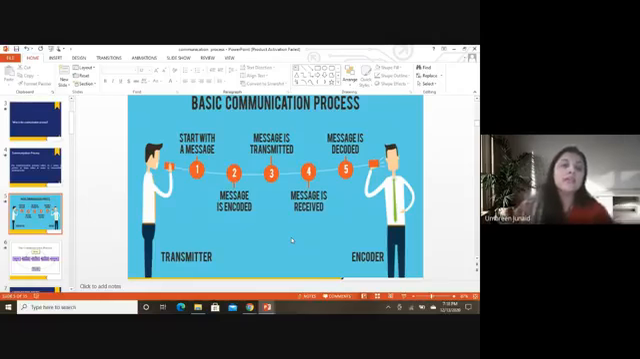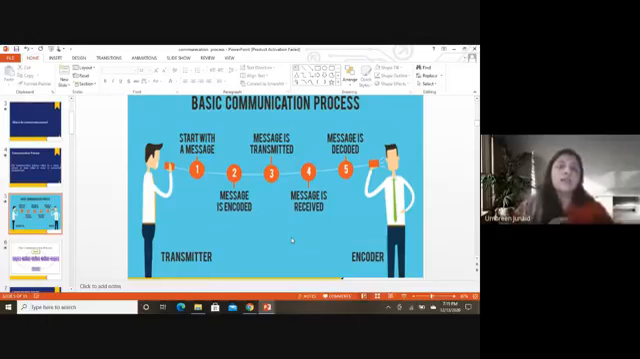So step one is to start with the message. Obviously, बात पैगाम से शुरू होती है. So actually, the first thing is a message that is to be sent. When it is at the stage of one, it is a message that is to be sent.